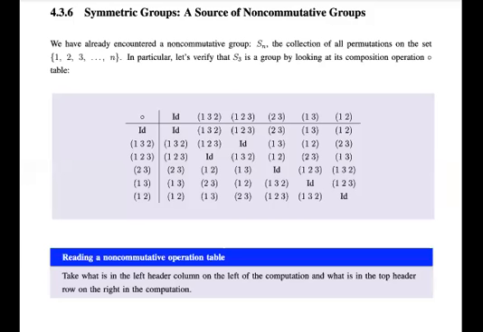Welcome to a read along with Dr. Powell in the book Discrete Perspectives in Mathematics. This is subsection 4.3.6, Symmetric Groups.